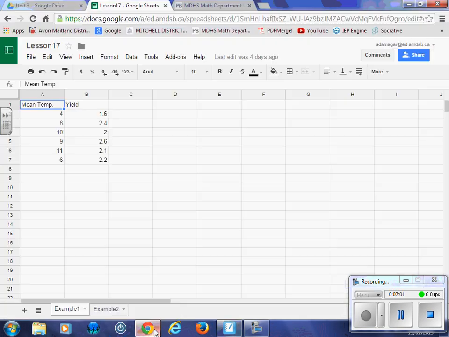I've already entered the example into the spreadsheet. If you pull up lesson 17, you can work along with me. What we're going to do is create a scatter plot. That's how we can analyze our data.